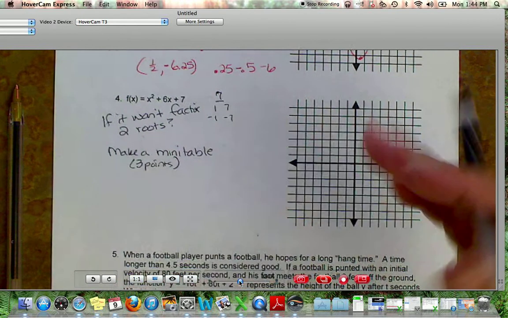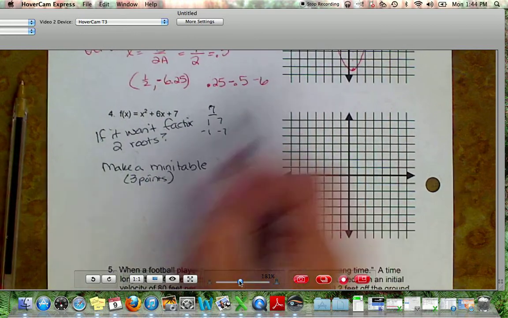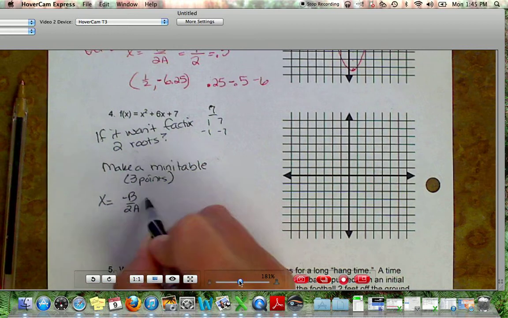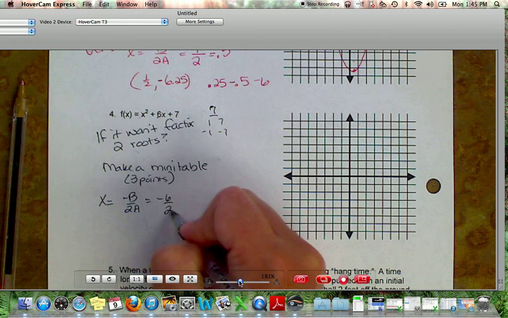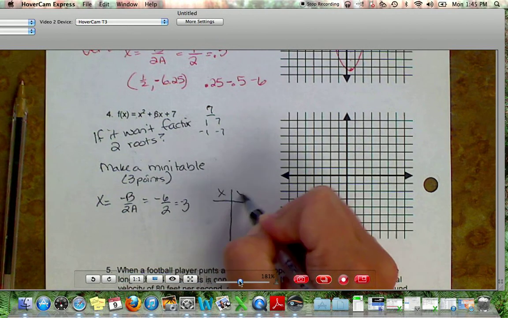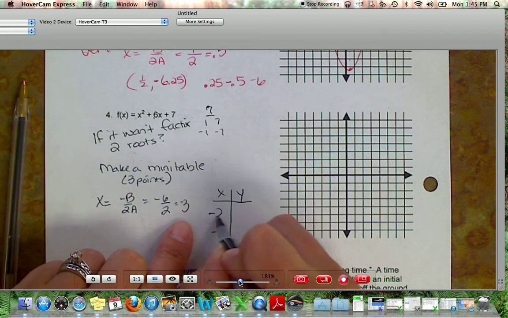So all these graphs have 3 points, 2 roots and a vertex. So what we'll do instead, we have to find the vertex to make the table, negative b over 2a. That would be negative 6 over 2 times a, which would be 2, so it's negative 3. So when you make your table, negative 3 will be in the center, but you're just going to do 1 above it and 1 below it.